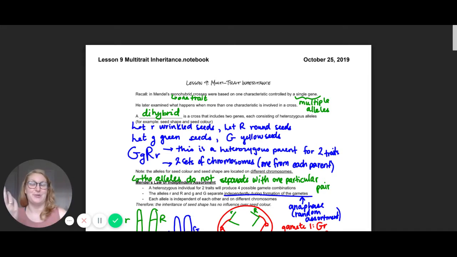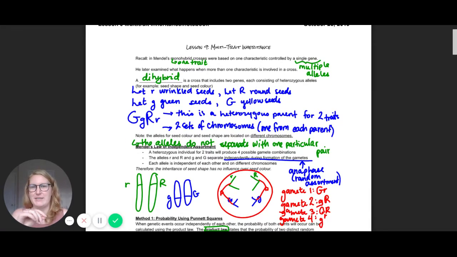And now we're looking at two traits at a time. So we call that a dihybrid. So I've titled this as multi-trait inheritance, meaning more than one trait at a time is being traced. If you go on to take genetics after high school, you will find that it gets much more complicated. So you can get into three traits, you can get into even more traits. And there's a mathematical way that we can make predictions, which I'm going to show you the basics of here.